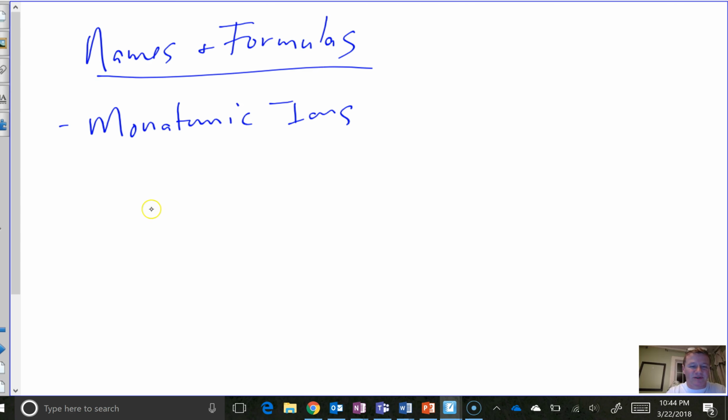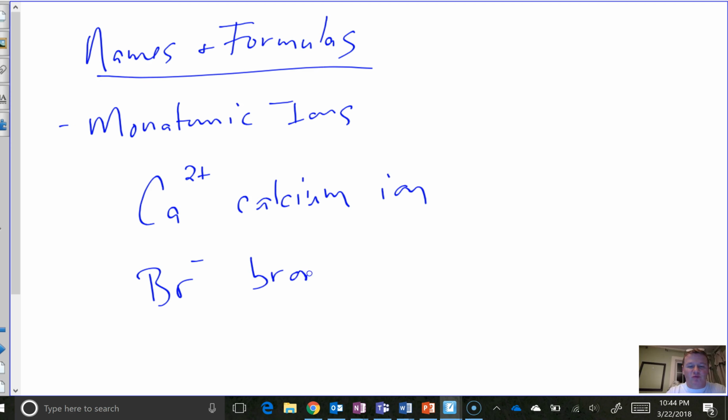For example, our cations. Say if we have calcium with a +2 charge, we simply say the name of our cation, so it's a calcium ion. As opposed to our anions, if we have a negatively charged ion, bromine as an ion, remember we drop the ending and add an -ide, so we have a bromide ion.